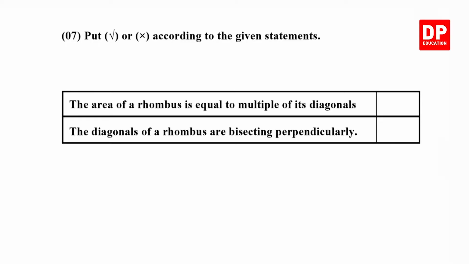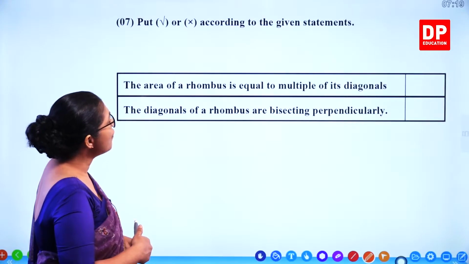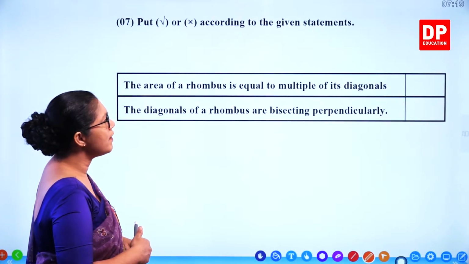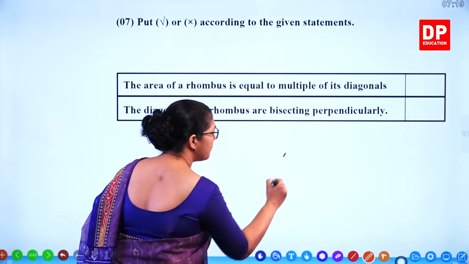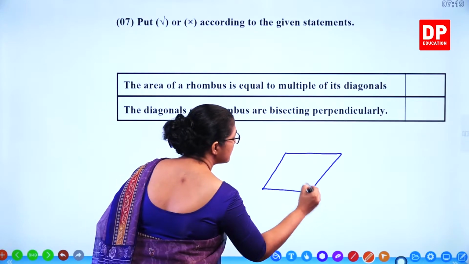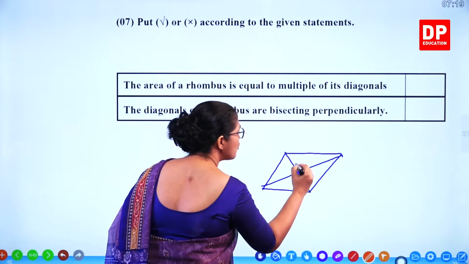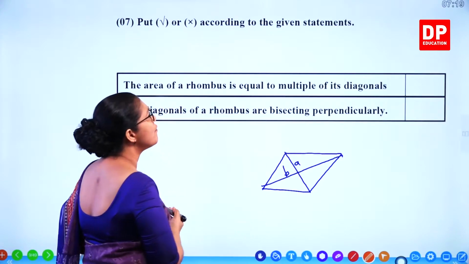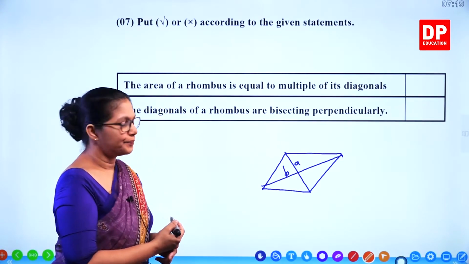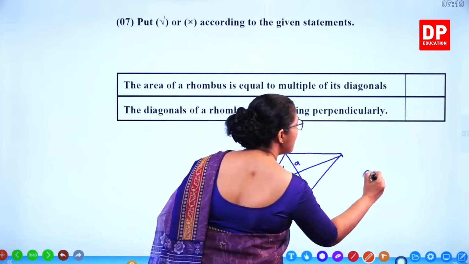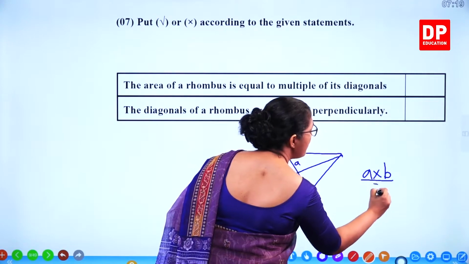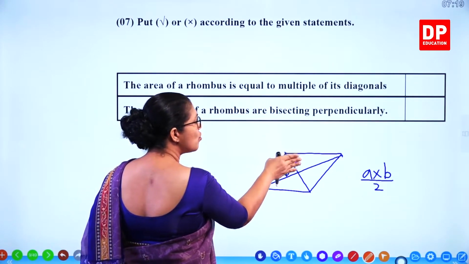Question number 7. Put correct sign or cross sign according to the given statements. The area of a rhombus is equal to the multiple of its diagonals. What do you think about that? Is it correct? When you multiply these diagonals, do you get the area of the rhombus? That's wrong. Area of the rhombus is you multiply the diagonals and divide by 2 because you get two triangles.